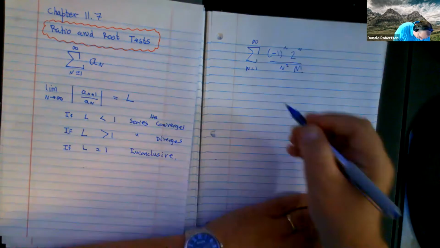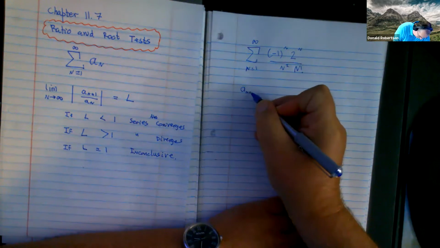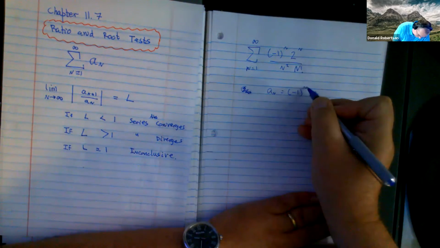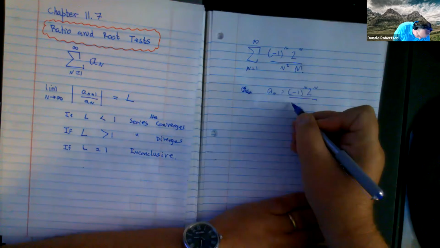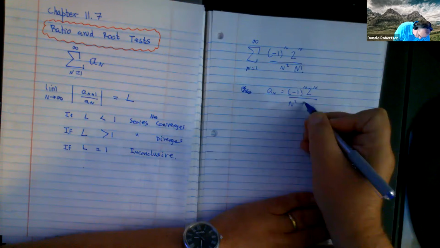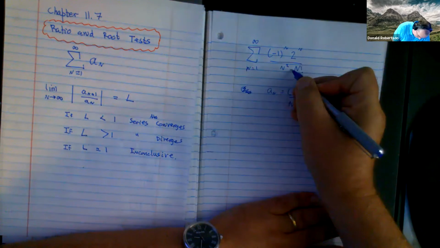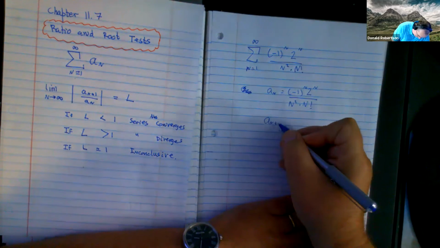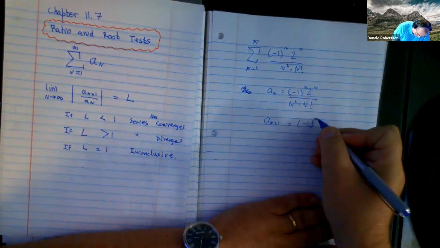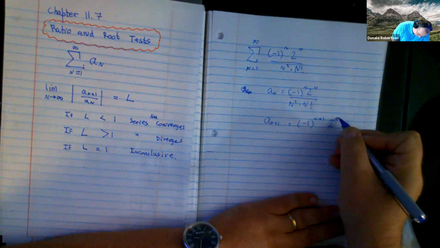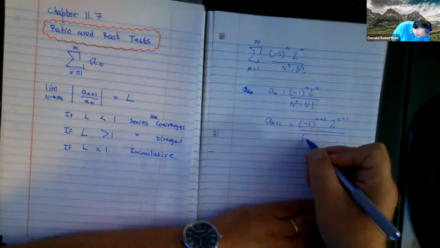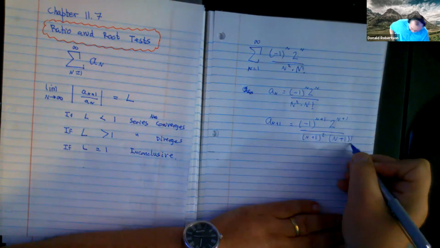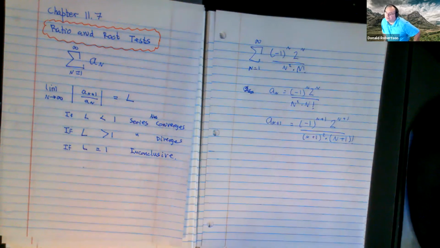So a_n is this guy, this guy, this guy, times, and we'll put a little dot there, times this guy. And so a_(n+1) will be that guy, that guy, that guy, and that guy. Put a little dot. Are you happy about the a_(n+1)?